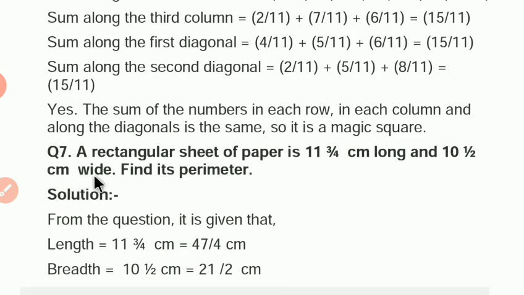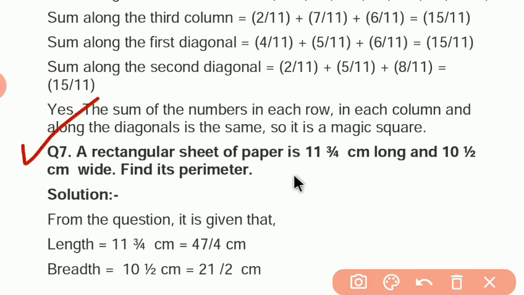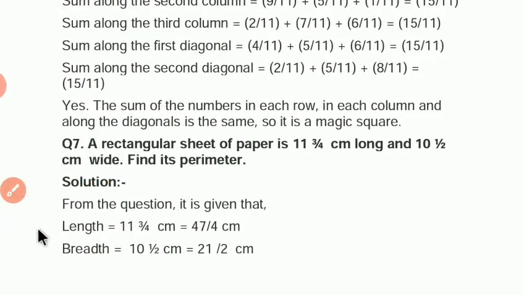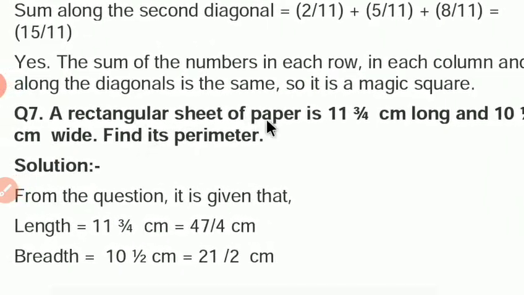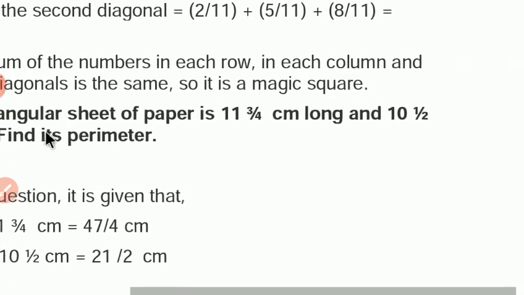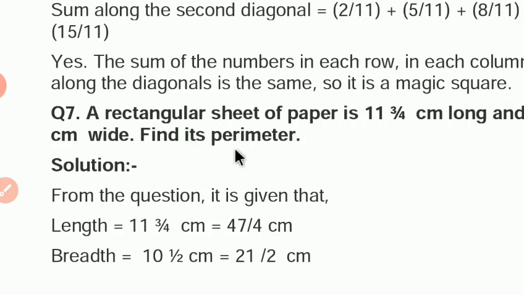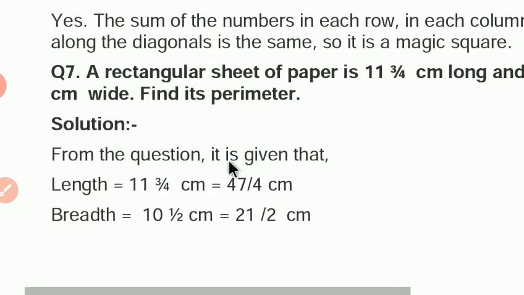Then the last question of today's class, question number 7. A rectangular sheet of paper is 11 3 by 4 centimeter long and 10 1 by 2 centimeter wide. Find its perimeter. Here you can see the length of the rectangle is given as 11 3 by 4 centimeter, and wide means its breadth is 10 1 by 2 centimeter. We have to find its perimeter.